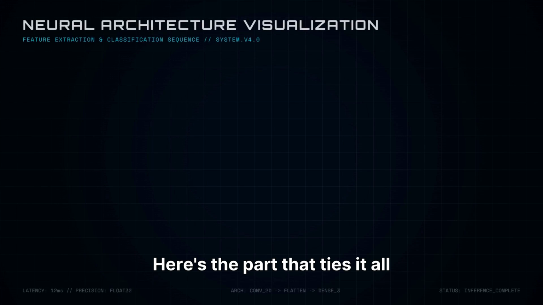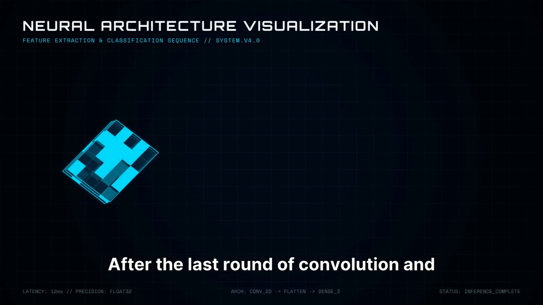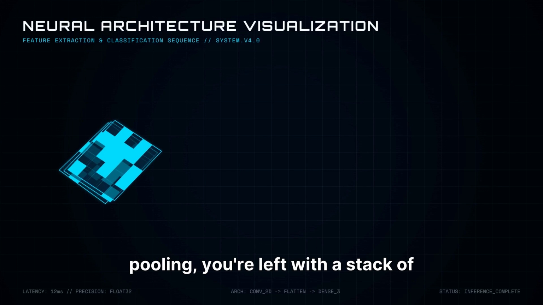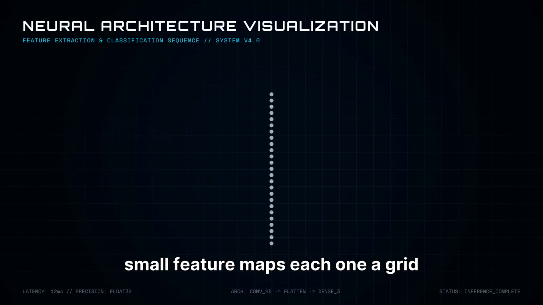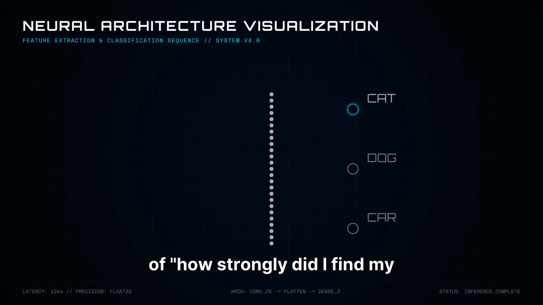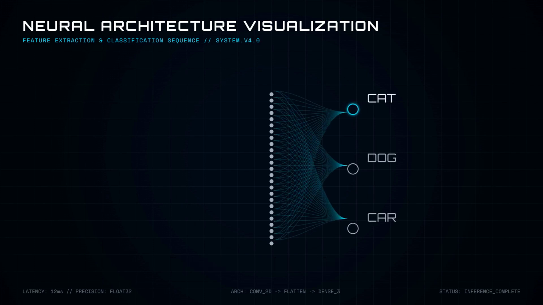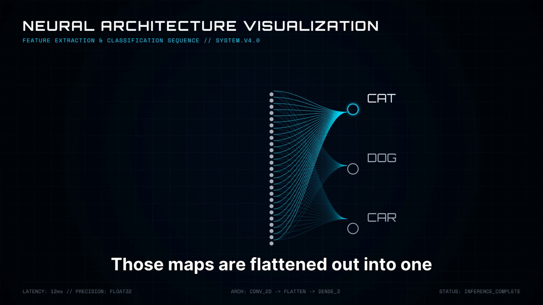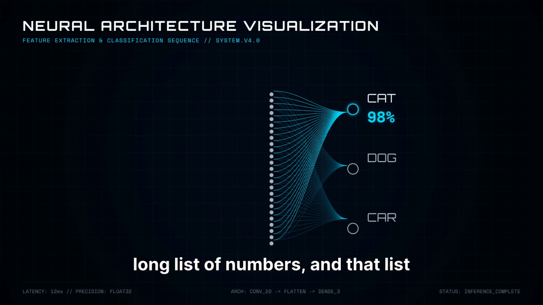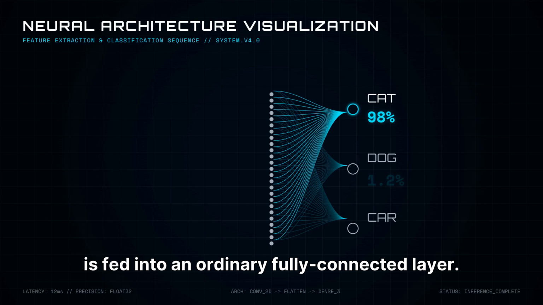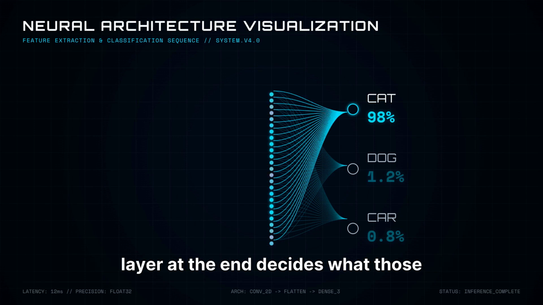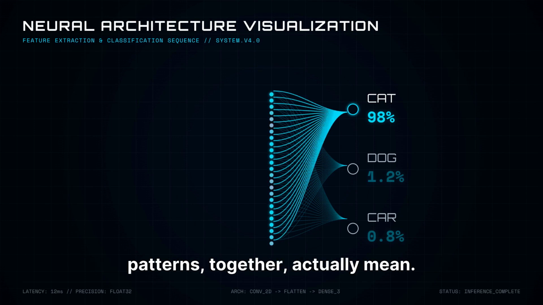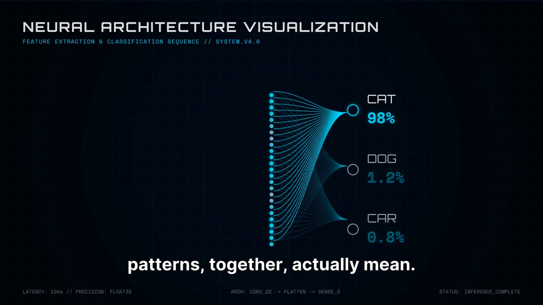Here's the part that ties it all together. After the last round of convolution and pooling, you're left with a stack of small feature maps, each one a grid of "how strongly did I find my pattern here" scores. Those maps are flattened out into one long list of numbers, and that list is fed into an ordinary, fully connected layer. The convolution layers find the patterns. The layer at the end decides what those patterns together actually mean.